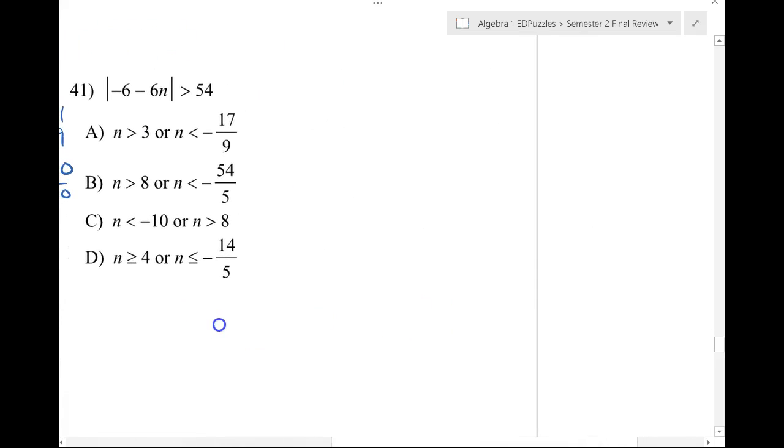Now 41, let's do the same thing. The absolute value bars are isolated already, so we can go ahead and split the equation into two.